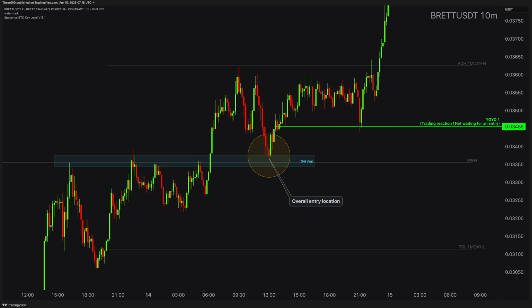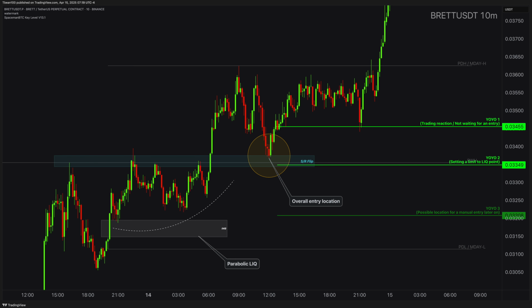Instead, I just used our simple YOYO to manage this trade. With the right location, I jumped into the trade with the first YOYO entry. A simple market order, nothing complicated here. Then I placed a limit order right below the liquidity point in case it drops further for an extra liquidity trap.